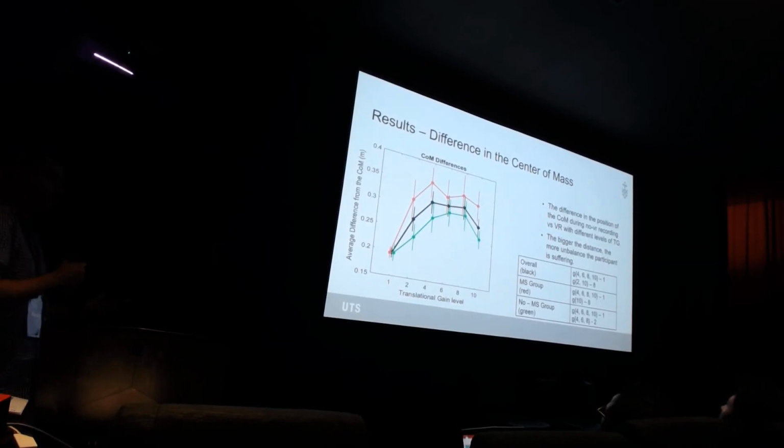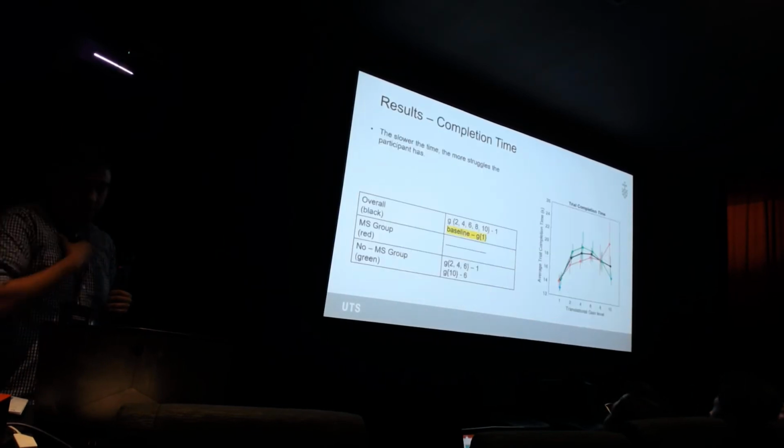But if you look to the people that are not motion sick, you again see an increase between level 1 and level 2. But after that increase, after level 8, more or less, the difference actually starts to decrease. And we see a similar pattern on the other results.